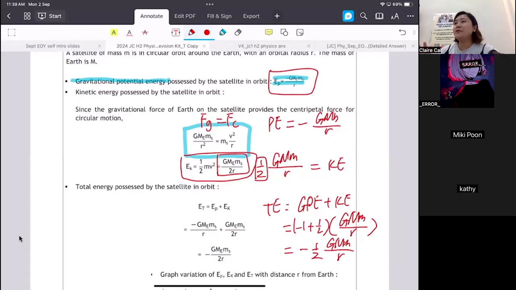That's why the expressions for the three of them are very similar. It's all GMm over R, GMm over R, GMm over R. It's just the coefficient that is different: -1, half, and -half. Okay. In MCQ, you don't need to derive this whole thing, you can just use it to calculate.